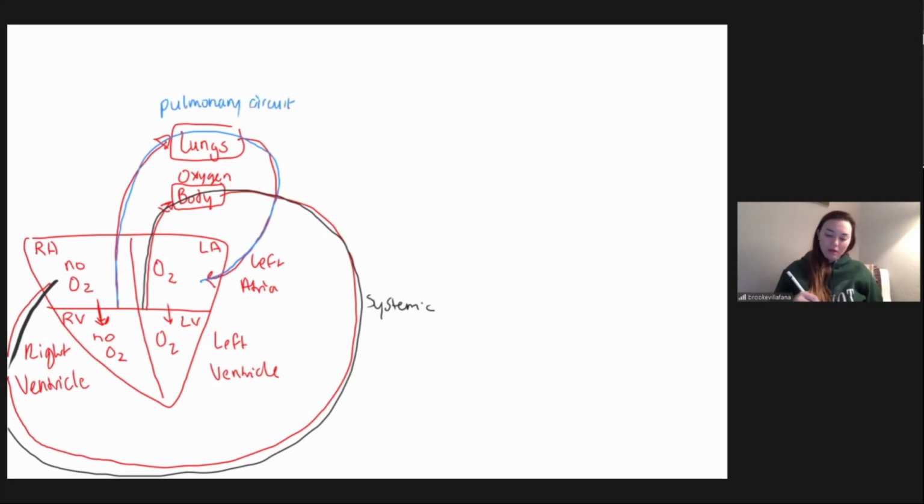Okay, and we'll talk a lot more about each of these things as we go through it. But let's go back to the beginning of some of the intro terms with the heart. So remember that the heart's location is 2/3 mediastinum.